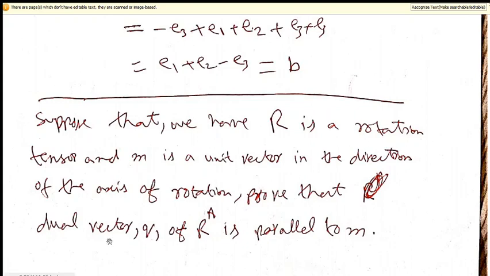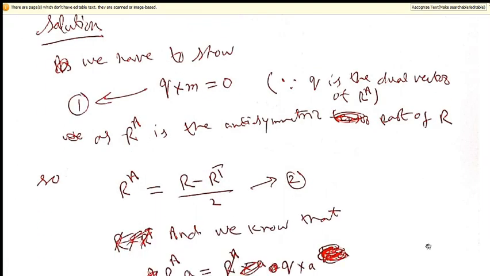We are denoting the dual vector with the letter Q, and we have to show the dual vector is parallel to M. So it means that we have to show Q cross M equals to 0. If this is 0, then we will say that these are parallel. So mathematically we have to show Q cross M equals to 0. So let us start with how we will reach this equation number 1.